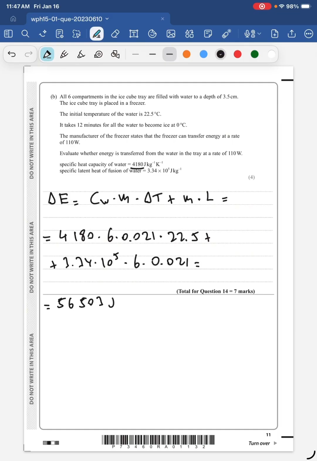Okay, the question is evaluate whether energy is transferred from the water in the tray at the rate of 110 watts. So let's divide that by 10 minutes and see what the rate is. So 56,503 divided by 10 minutes times 60 seconds. So this gives us 78.5 watts. So no. And that's the answer. It's less than 110 watts. I mean the rate of transfer of energy.